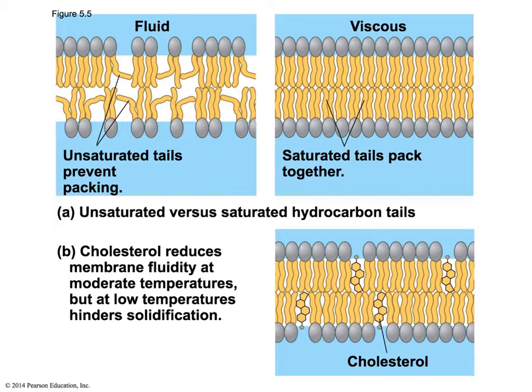Okay, so this is what it looks like. Fluid. What do you notice here? The tails are very bent. The tails are bent, which gives what? Space. So if we were to count how many phospholipids are here in this area, what will that give us? A density, right? Density of molecules in an area.